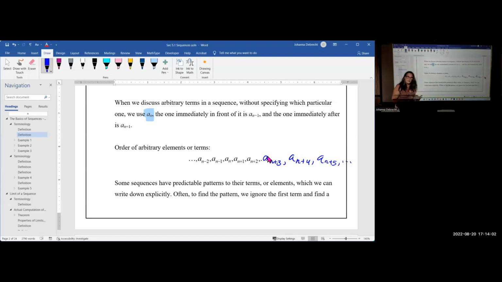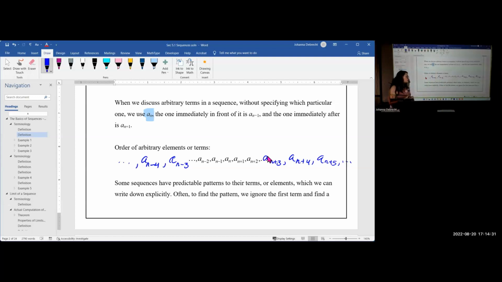Now, what about in front of the a sub n? Well, the one right in front of it is 1 less than n, so it's a sub n minus 1. And the one in front of that would be a sub n minus 2. And in front of that, we must have a sub n minus 3. And in front of that, we have a sub n minus 4, and it continues in that pattern towards the left.